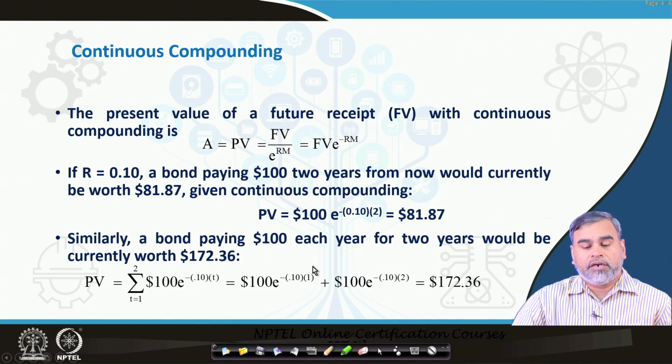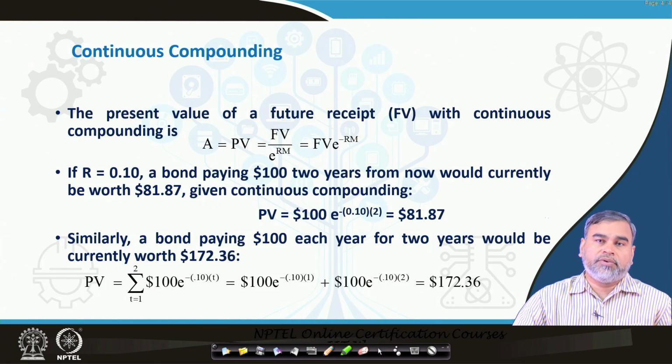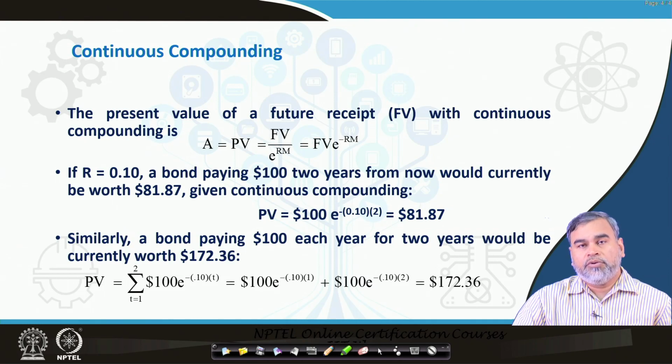Similarly, if a bond is paying $100 each year for 2 years, then it will be 100 e to the power minus 0.1 plus 100 e to the power minus 0.1 into 2, which gives you 172.36. For each year we are investing $100, and for the first year it gives this much return, and for the second year this much return, so the total value is 172.36. This is the way continuous compounding is used to calculate the present value from the future value, or from the present value to the future value.